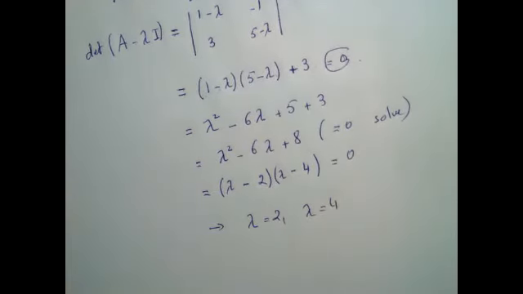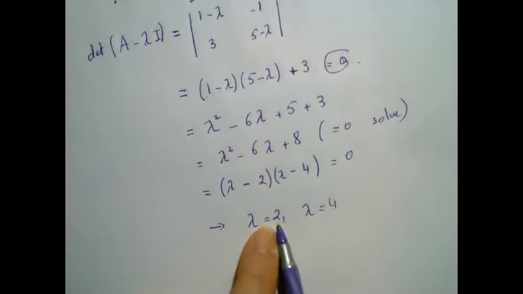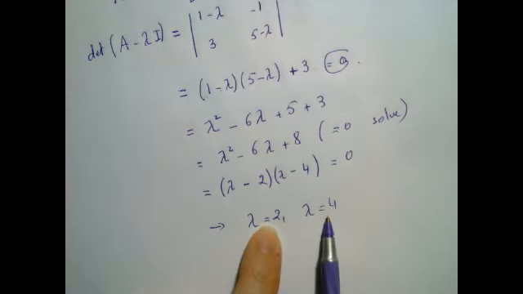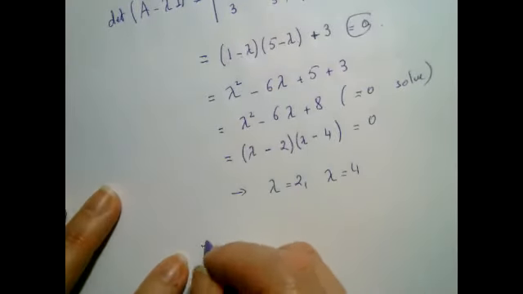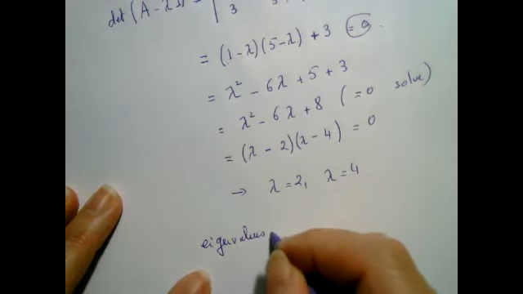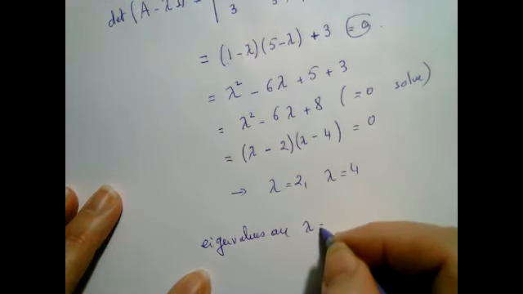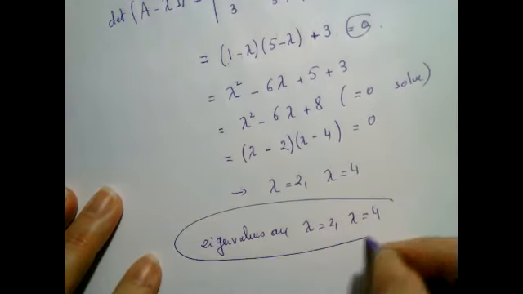So I have 2 eigenvalues. It means I basically have some vectors that A will stretch by a factor of 2, and a bunch of vectors that A will stretch by a factor of 4. So these are the eigenvalues. So the eigenvalues are lambda equal to 2 and lambda equal to 4.